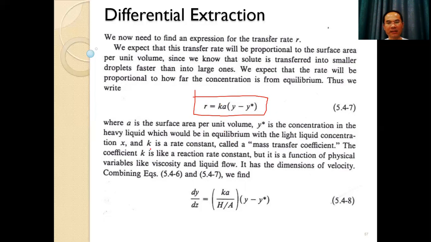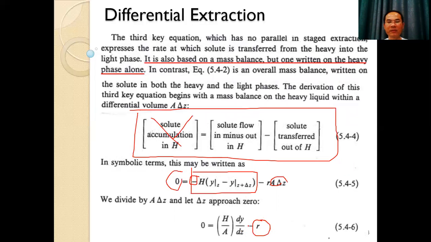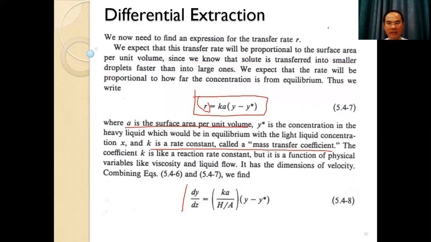K is the mass transfer coefficient, the convective mass transfer coefficient. A is the surface area per unit volume. Y star is the concentration in the heavy liquid phase in equilibrium with the light liquid phase X. For this case, we substitute into this equation and reorganize, and then we get the equation dy by dz equal to Ka divided by Sa times y minus y star.